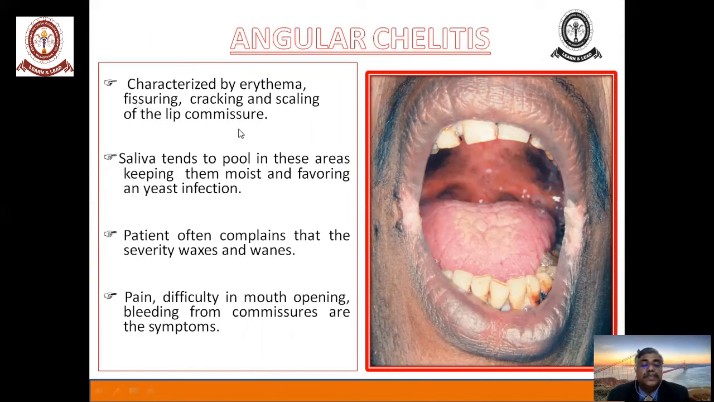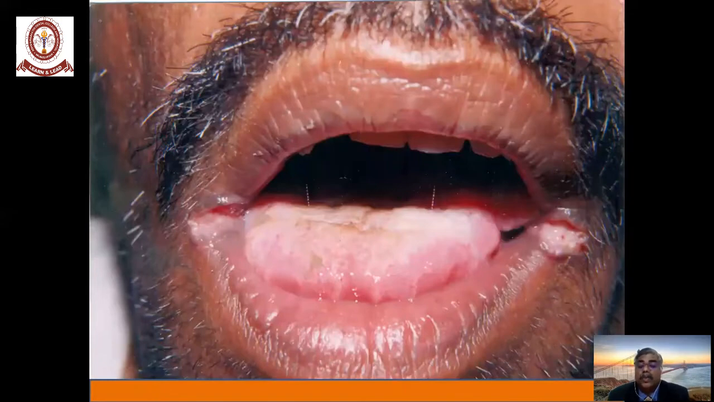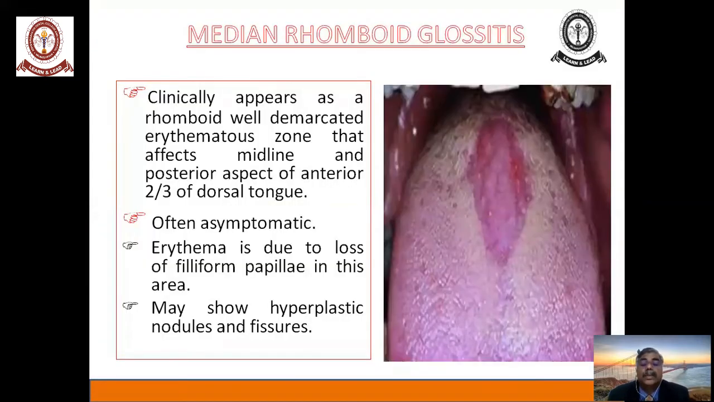Okay. So the difficulty for the patient will be difficulty to open the mouth, bleeding from the commissure, and severe pain. These are the symptoms complained of by patients who have angular cheilitis. So it is multifactorial. We need to find out the exact cause. Okay. And if it is by the fungus, if it is by the candida, it will respond very well to the antifungal treatment.